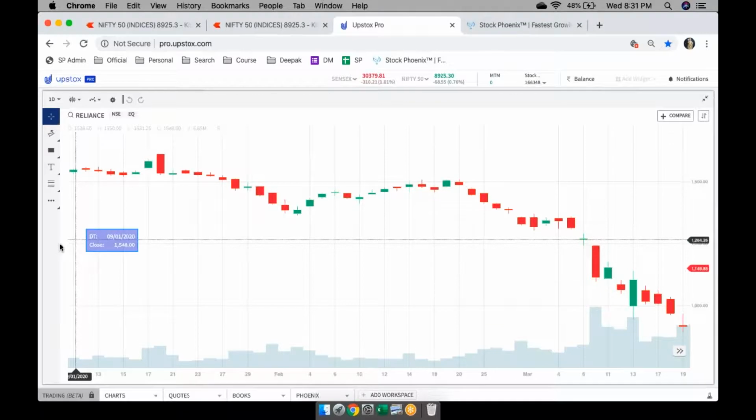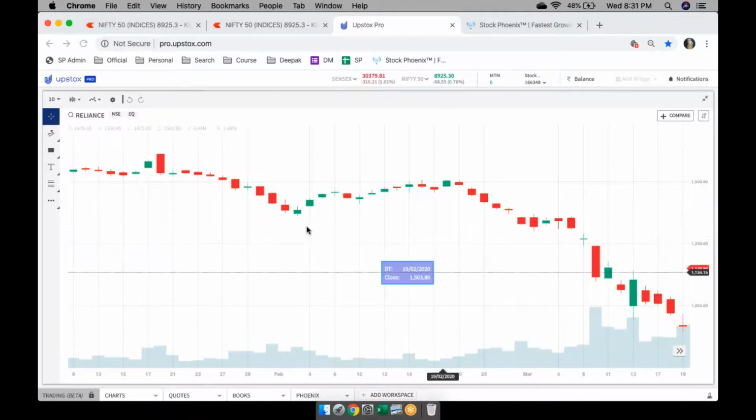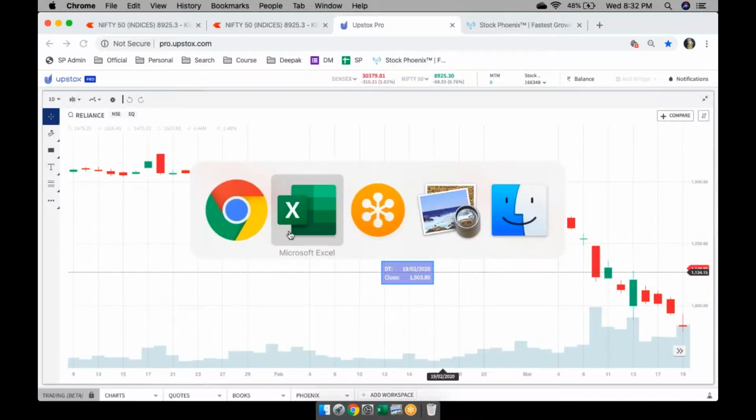Why 5%? Because if there is a fall of minimum 5%, we can expect a 2 to 3% reversal. I'm repeating, why do we have to see 5%? Because if there is at least a 5% downtrend, we can see at least a 2 to 3% reversal in the next consecutive days. Okay, so next line.